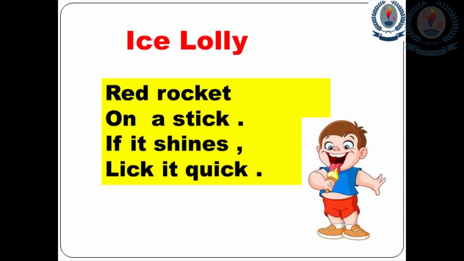Then the third line, if it shines, lick it quick. Why is the writer telling like that, children? If it shines, lick it quick. Yes, why? If it shines means when we are in the sun, what's happening to cold things? Yes, they are getting melted. So that's why the writer is telling if it shines, lick it quick. That means if it is shining, it is going to melt quickly. So the writer is telling to lick it quick before it melts.